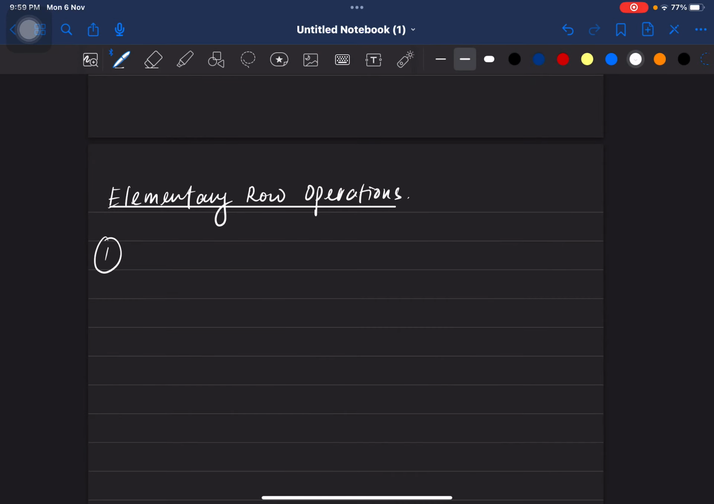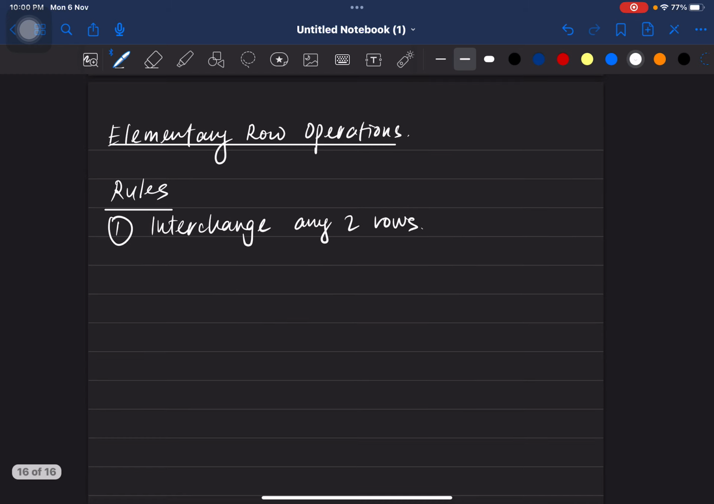Alright, next we'll look at elementary row operations. So there are a few rules for these elementary row operations. The first rule is that you can interchange any two rows. What do I mean by you can interchange any two rows? For example, ABC, DEF, GHI. You can interchange any of the two rows.